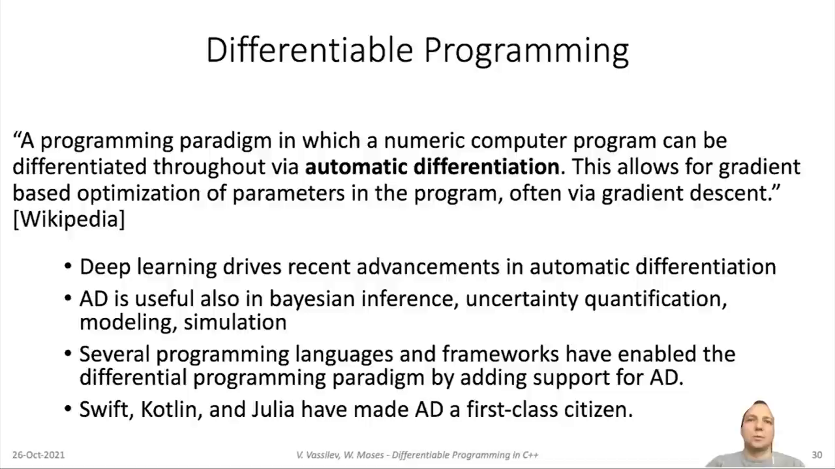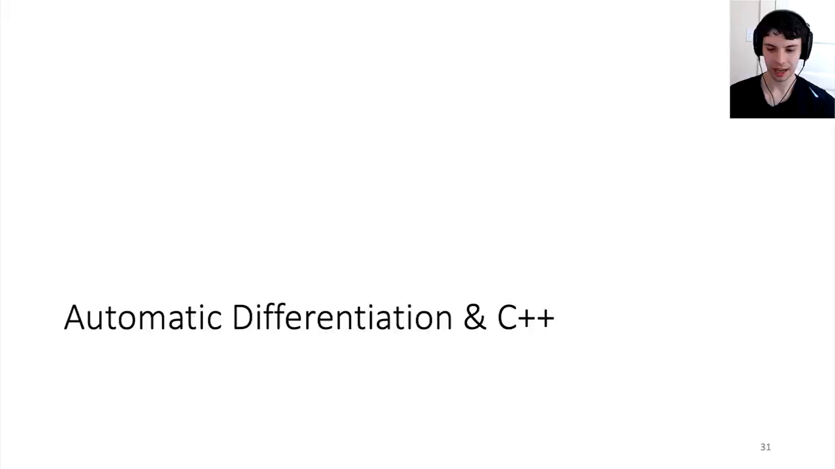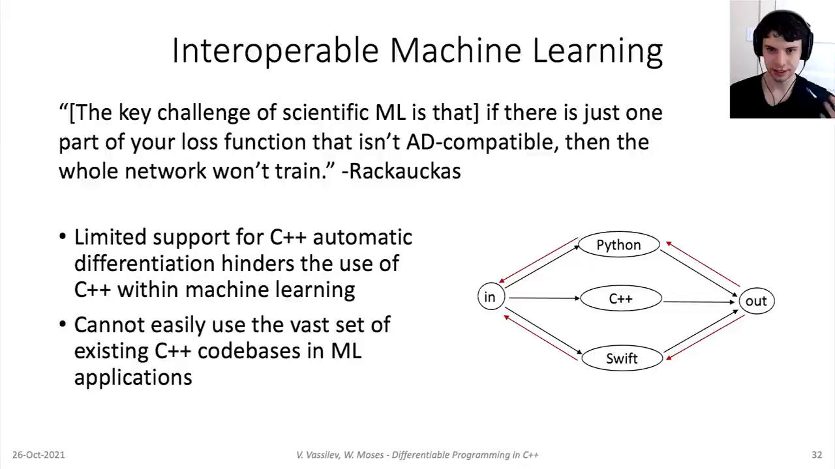And now we will dive a little bit more into the practical side of automatic differentiation in C++ with Mr. Moses. Having learned a lot about automatic differentiation previously, how it's useful and how other frameworks might go about it, let's talk about C++ and automatic differentiation, since after all, this is CppCon. As said by Chris Rackauckas, one of the most important things about scientific ML is that if there's just one part of your entire network or your entire program that isn't AD compatible or differentiable, then you can't actually train your network.